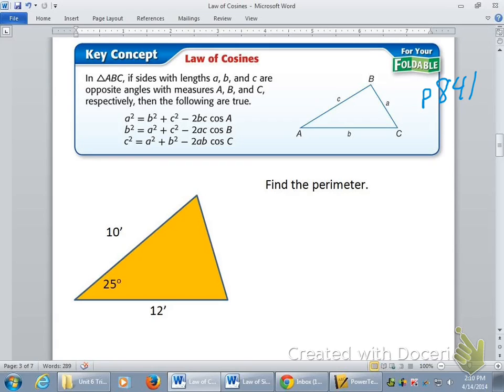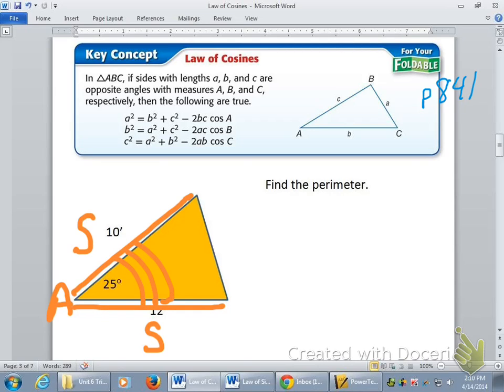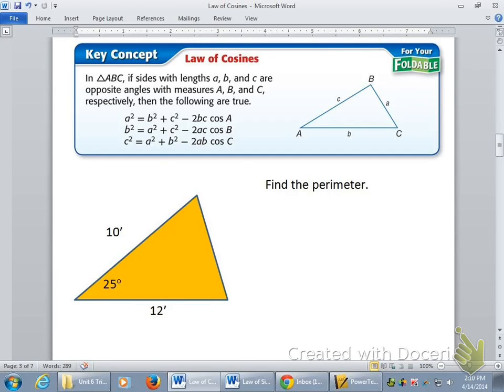So what I'm going to do is look at my picture. Remember, it works in two situations. This particular situation is side, angle, side. It's the nicest, prettiest situation to use law of cosines. You notice I was given this side, and the angle in between. Okay? And that's what it's going to look like. So side, angle, side is what we're looking at.